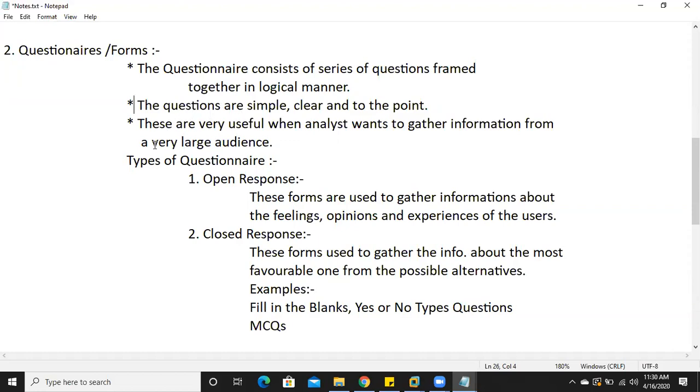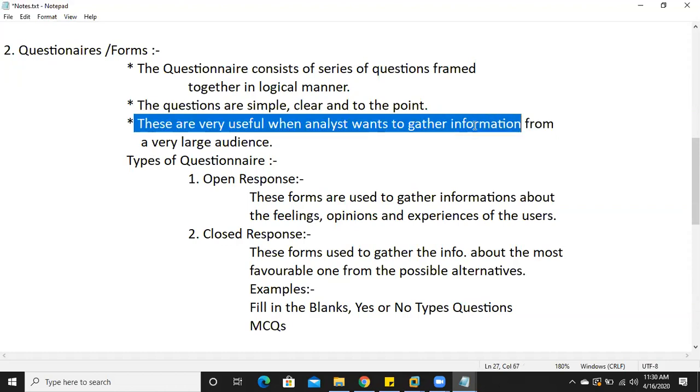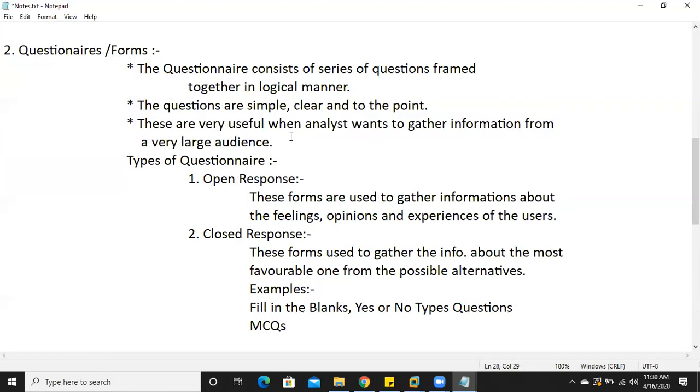So let's move towards the types of questionnaires. I have already discussed the third point: questionnaires are very useful when system analysts want to gather information from a large audience. Why do we use questionnaires where we have a large audience? Because we cannot interview a large audience; that would be very time consuming. That's why we prepare these kinds of questionnaires or forms.